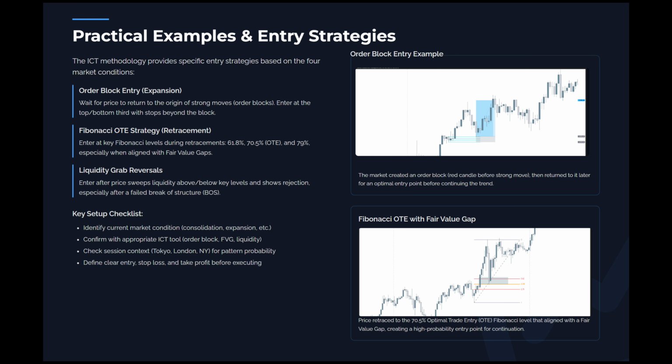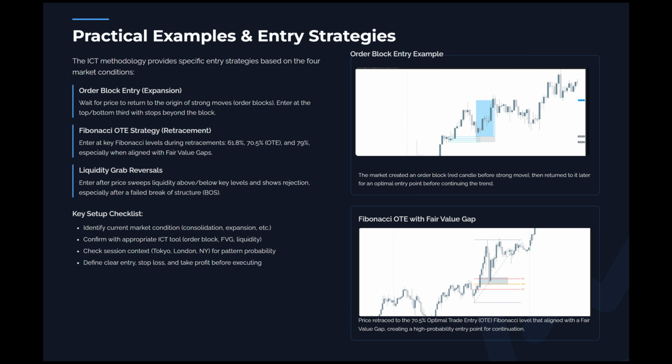Example number 3, the reversal play. Price approaches an old high where you know stops are clustered. That's your liquidity pool. During the London session, price spikes above the high, triggering stops. That's your stop run, but then immediately reverses with a strong down candle. This creates a fair value gap and confirms the reversal. You enter short on the next retest of the broken level.